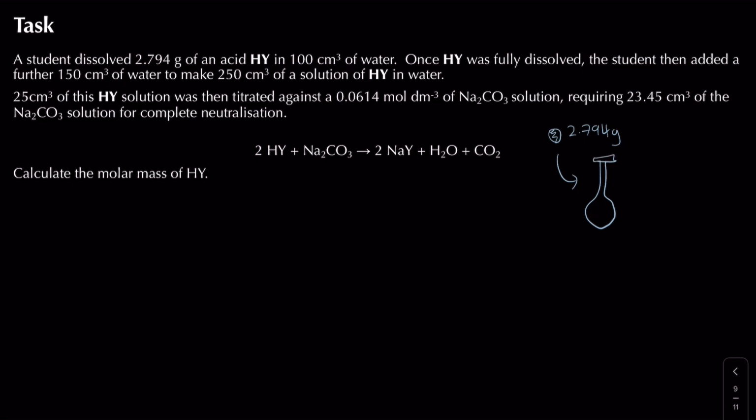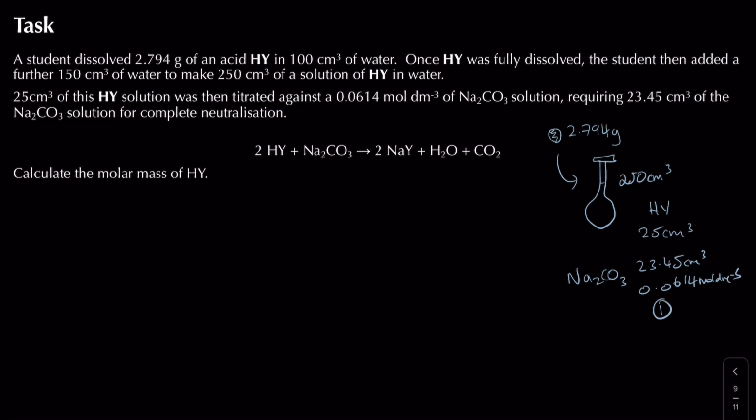So again, I'm going to draw my little standard solution bottle, which looks a bit messed up, but it will do. We've got 250 centimeters cubed, though it could be anything. What they've done is react 25 centimeters cubed of this against sodium carbonate, and they used 23.45 centimeters cubed of sodium carbonate with a concentration of 0.0614 mole per decimeter cubed. So you can see we've got some information regarding sodium carbonate as well as our HY acid.